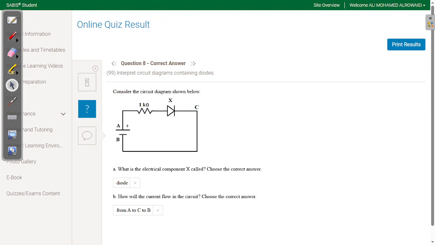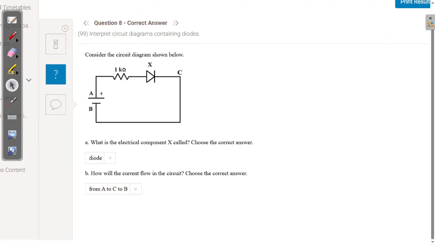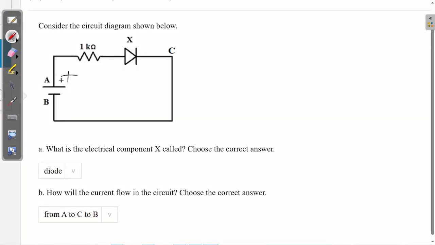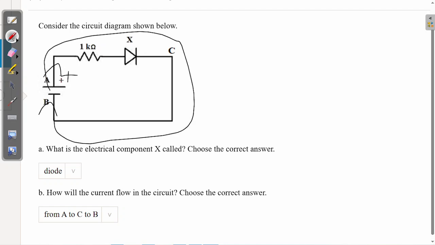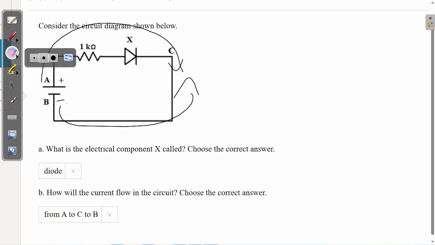Okay, consider the circuit diagram shown below. What's the electrical component X called? It's a diode. You have to memorize this. No, there's no other way to know. Okay, how does the current flow? They give you a positive sign here. And by convention, current flows from positive to negative. So it will flow like this, from A, C to B. So yeah, it flows from A to C to B. Also, an extra note, the electrons flow from negative to positive. So electrons are like this, current is like this, so they're opposite.